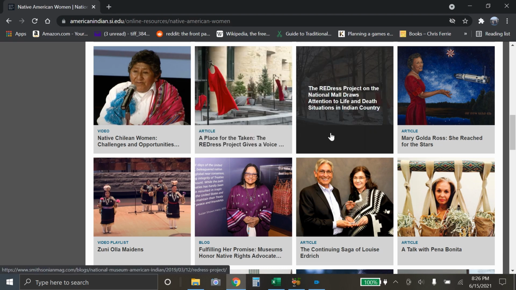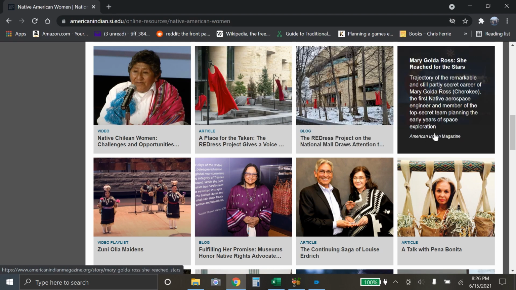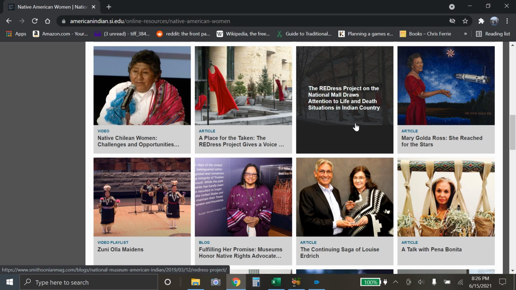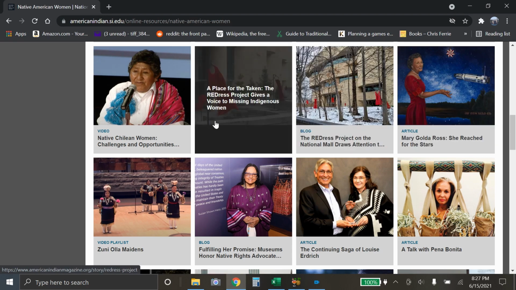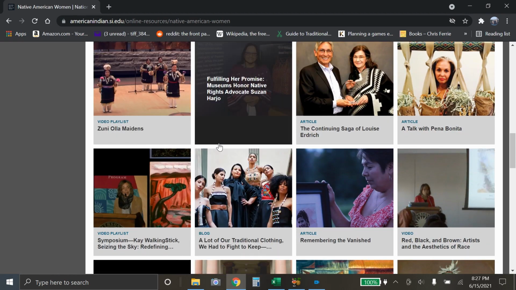This is another Red Dress Project on the National Mall, which draws attention to life and death situations in Indian country. Then we have an article, Mary Golda Ross, She Reached for the Stars. So this looks like possibly the first Native American aerospace engineer. And then we have a video playlist on something I can't pronounce. This looks like native dancing.